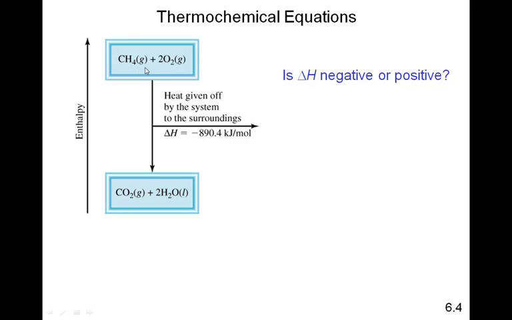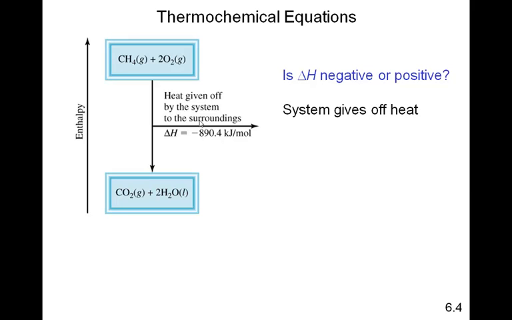Here is a chemical process in which methane is reacting with oxygen to form carbon dioxide and water. And again, we see that the enthalpy increases as we go up. So here are our reactants, here are our products, and the reactants have a greater amount of enthalpy than the products. So we ask, is the delta H negative or positive? Well, that can be pretty much seen right there, that it's negative. Because the enthalpy is decreasing, the heat must be given off by the system to the surroundings.